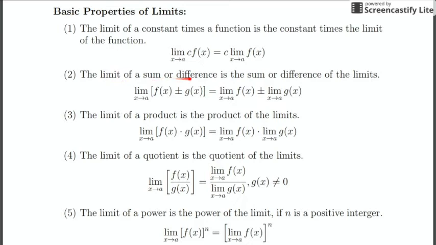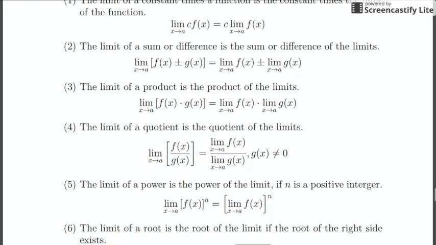The limit of the sum or difference is the sum or difference of the limits. In other words, you can either add or subtract first, or take the limits and then add and subtract the limits. That shouldn't be a problem at all. The limit of a product is the product of the limits. Same sort of thing. You can multiply first, or take the limits then multiply. The limit of a quotient is the quotient of the limits. Same sort of thing, with the stipulation once again that g of x can't go to 0.